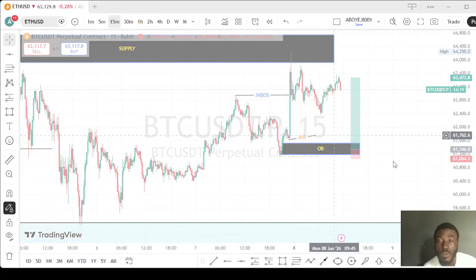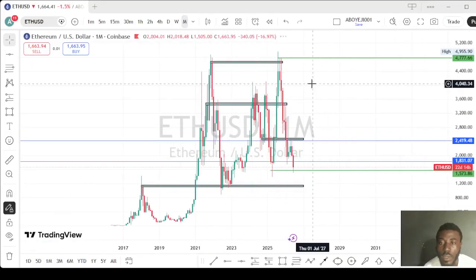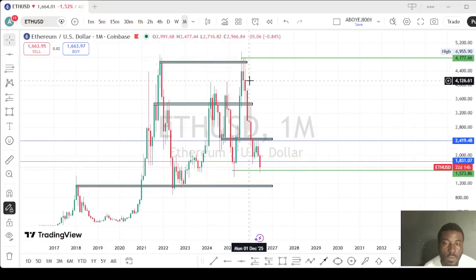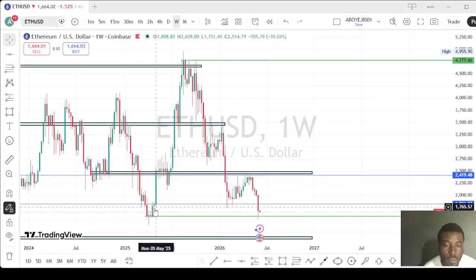So this is what I'm saying. Let's move to Ethereum. Let's see what Ethereum has for us also. This is what Ethereum has. This is a key level here. This is our key level here also. This is the key level here also, and this is the last key level we are expecting the market to mitigate.